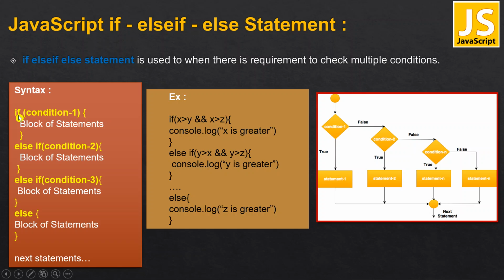If, then we will place one condition. Let us say condition number 1. If this condition evaluates to true, then this block of statements will be executed. The program control comes inside the if block, and this block of statements will be executed. And if the condition is false, then the program control goes to the next condition.